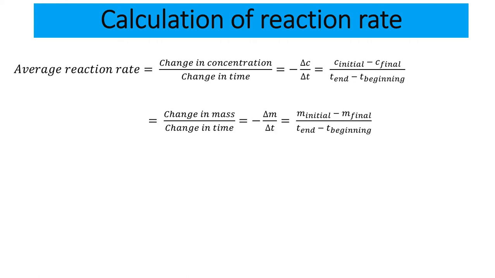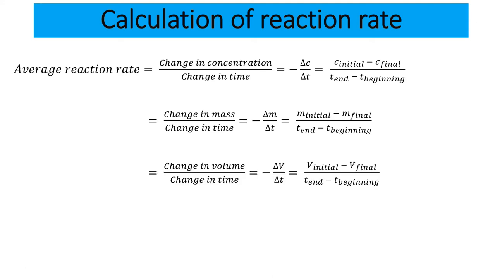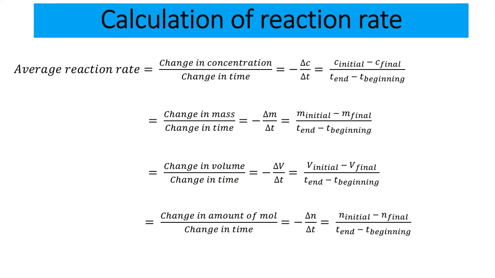But remember, they told us we can calculate reaction rate in different ways. We can also have the change in mass over the change in time, which we calculate in the same way, as well as the change in volume over the change in time. Usually, these sums are about 3 marks. Usually 1 mark for the equation, 1 mark for the substitution, and 1 mark for the answer. And I can also have a change in moles divided by the change in time.